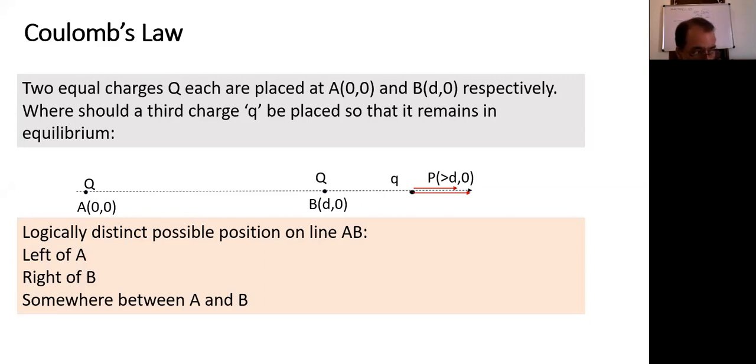How many forces will the charge small q placed at point P experience? It will experience two forces, one due to the charge at A, one due to the charge at B. And the direction of force due to charge at A and the direction of force due to charge at B, both are in the same direction. So both are on the left of charge small q, and both have the same sign.